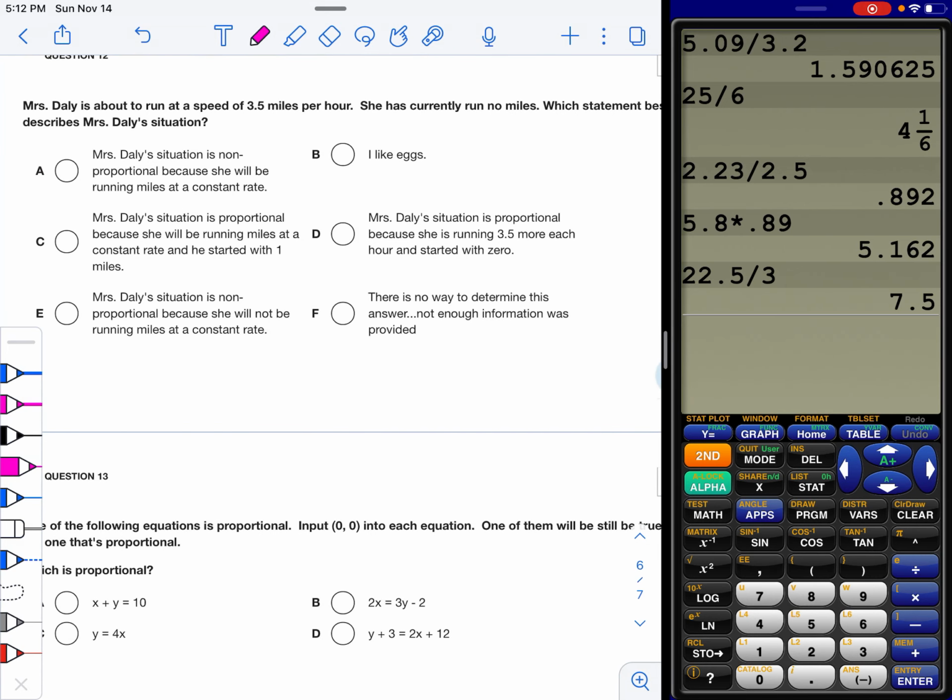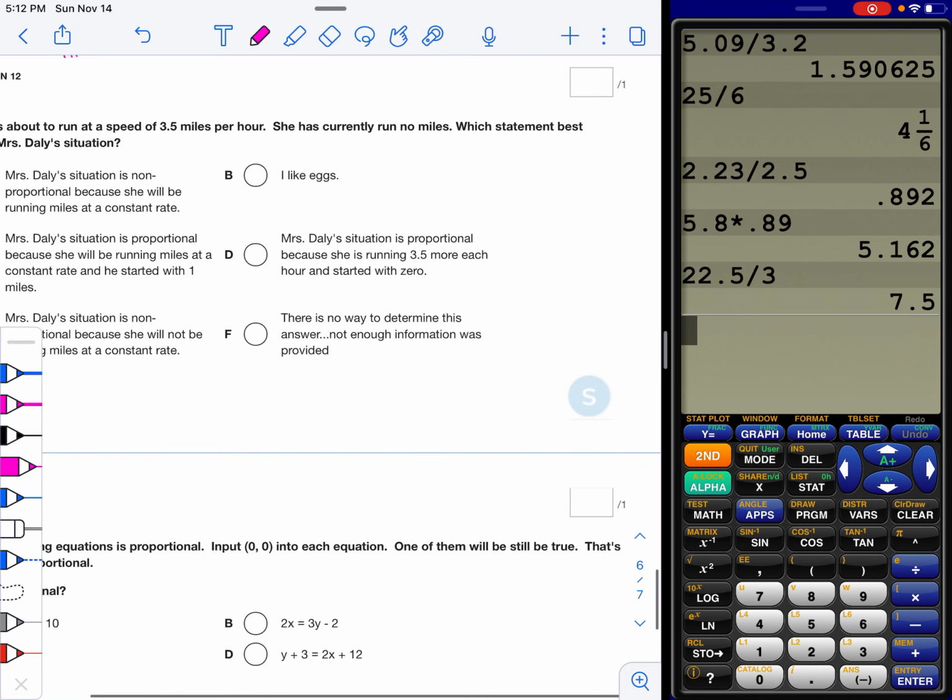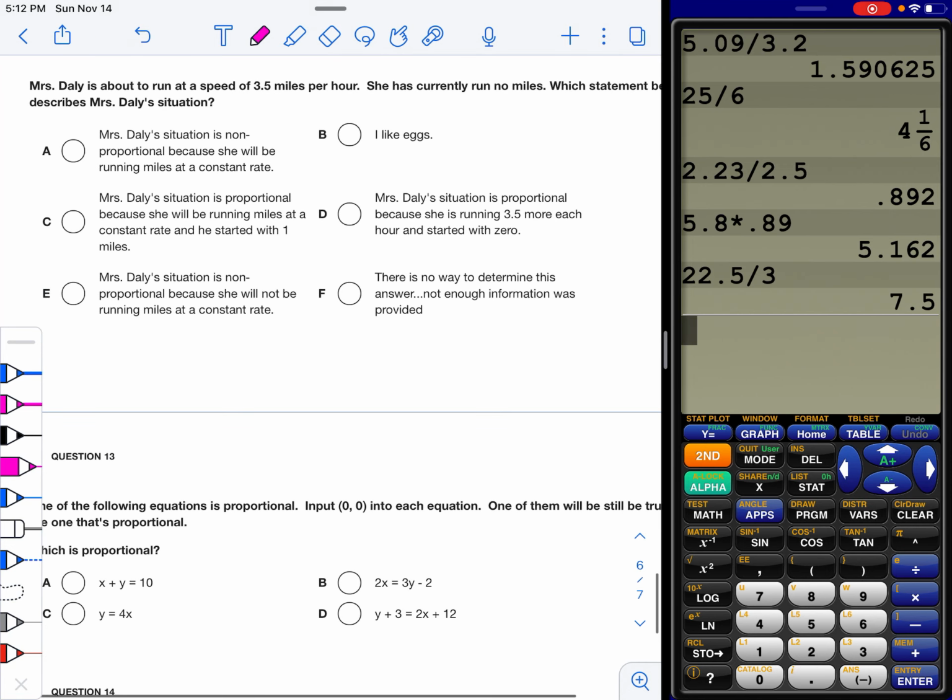Mrs. Daly is about to run at a speed of 3.5 miles an hour. She's currently run no miles. Which statement best describes Mrs. Daly's situation? Well, she hasn't run any miles, so it's proportional. So I see this one is non-proportional, I'm not even going to consider that. Non-proportional, once again, not going to consider it. I like eggs. Sure I do, but I'm not sure that applies. There's no way to determine this answer. That's silly. So we have two choices.